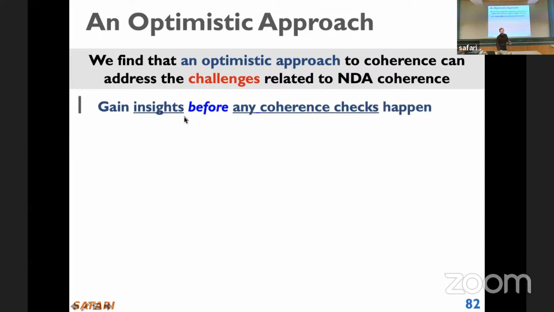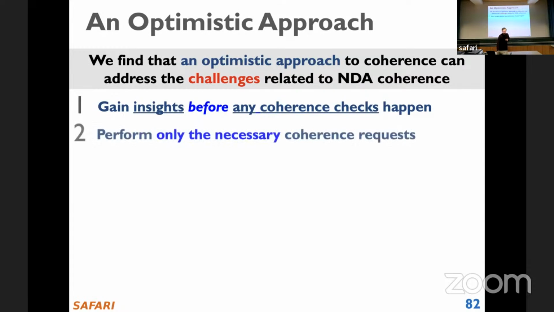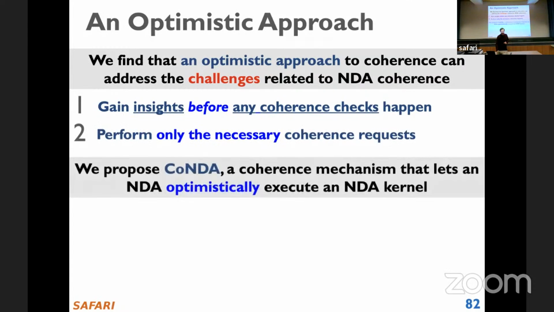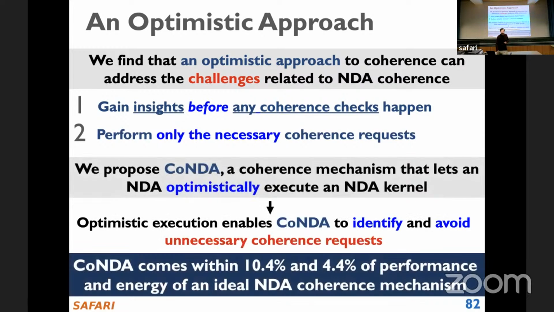So basically, the idea is to gain insight before any coherence check happens, because coherence check is expensive. If you want to check every single cache block, you need to go through the bus. So before that, we want to identify what kind of read and write accesses we're going to do, and perform only the necessary coherence requests in bulk together. And that's the idea over here. So let's take a look at it.